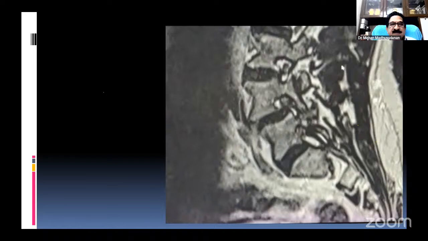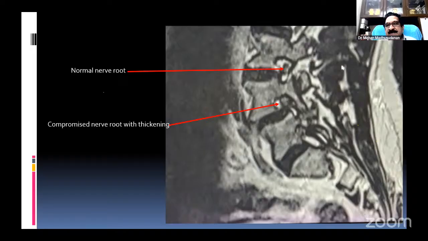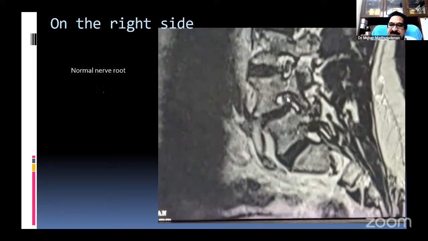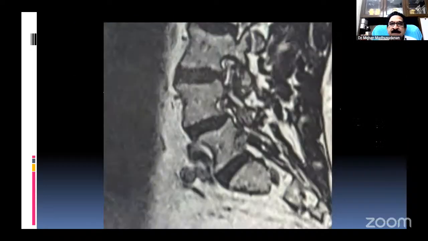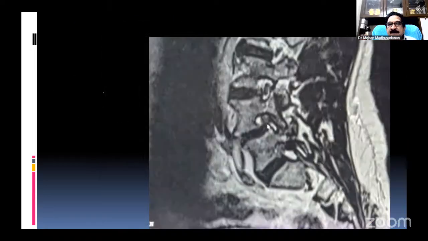Now I'll show the scheme. This is a normal root above. Compromised nerve root with thickening here. The other one here. Normal fat is seen above the root. Normally fat should be seen. That is not seen in the two roots in the middle. That is an indication of root canal stenosis. That's on the right. The other side is also the same. Bilaterally the root is compromised. And there is also an osteophyte compression on the lower part, the L5 root, S1 root.